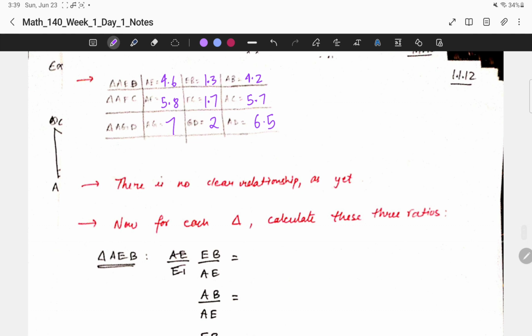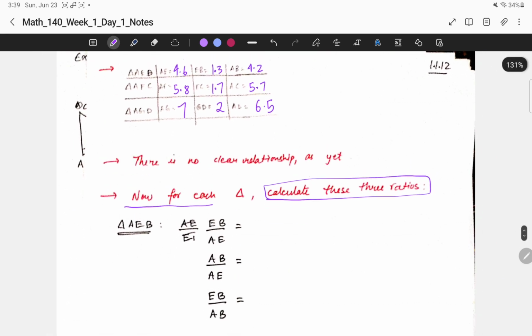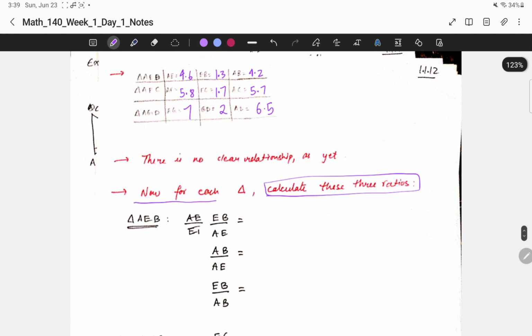Now again, we have already established there is no clear relationship, right? These are just a bunch of numbers right here. So we're going to go ahead with our intuition of looking at ratios. So fill this out with the ratios that you have. I'm going to do that for mine. Let's see, that's 1.3 over 4.6, approximately 0.28.